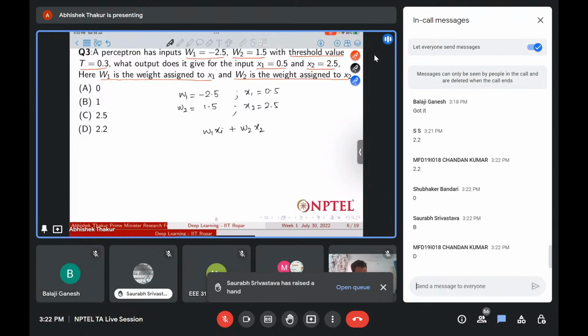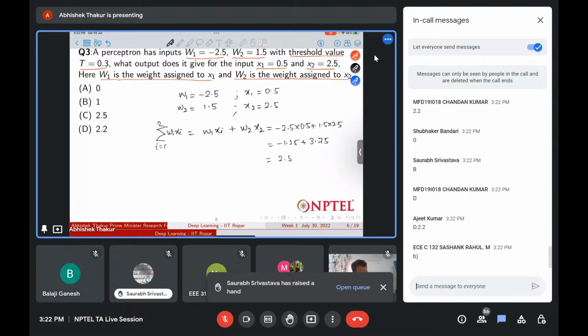So our Wixi summation, where I is equal to 1 to 2, will be minus 2.5 into 0.5 plus 1.5 into 2.5. So it will be minus 1.25 plus 3.75, so it will be 2.5. Now this is greater than our threshold that is 0.3. So what output should it give? It should give output as 1.